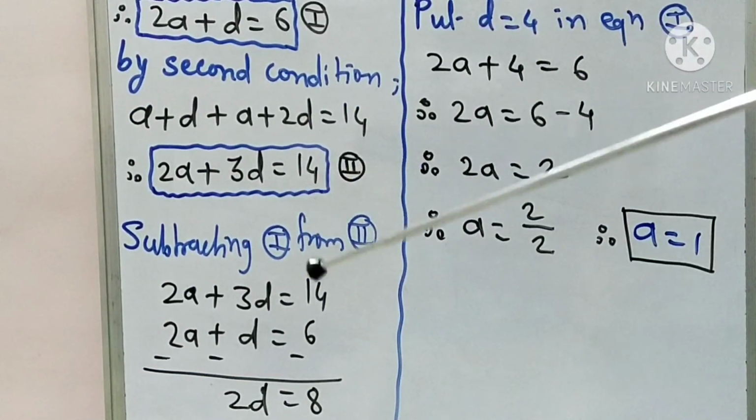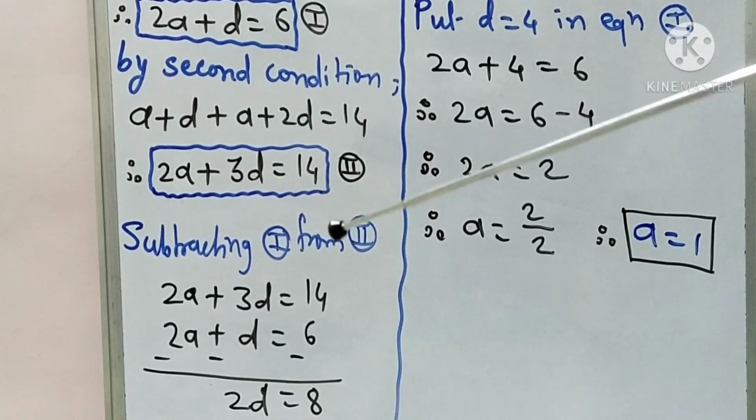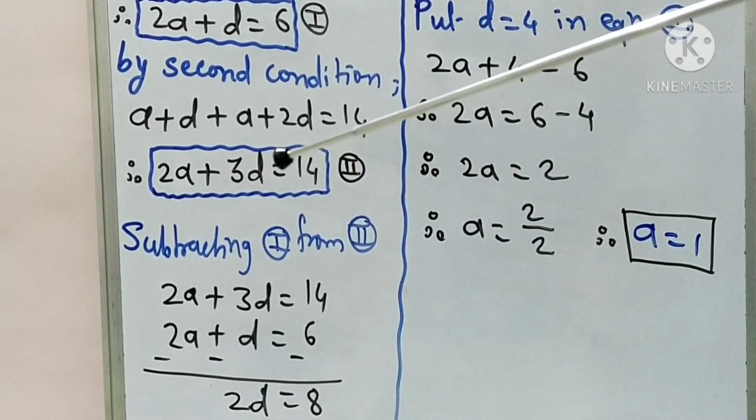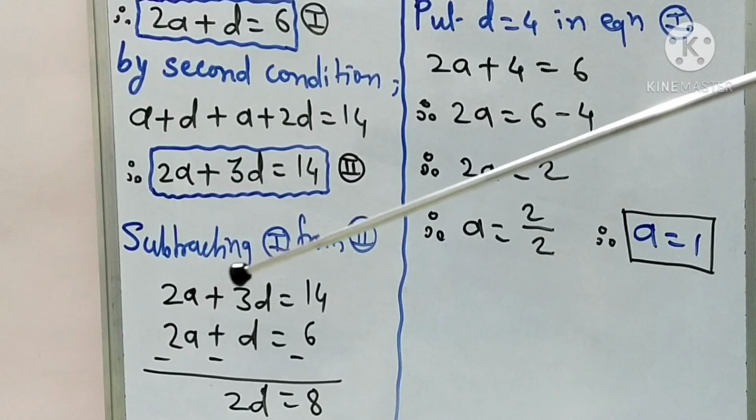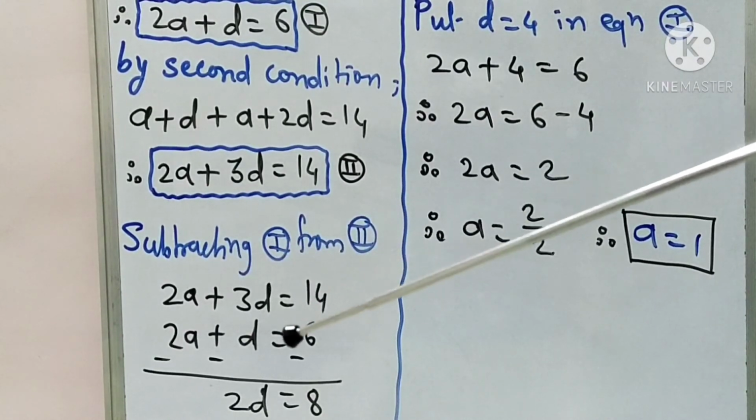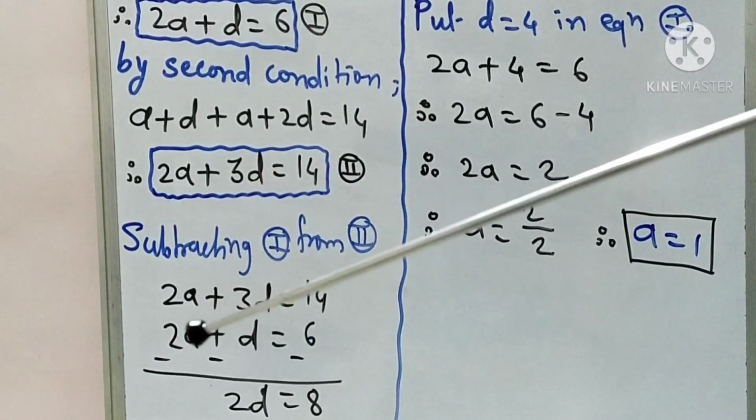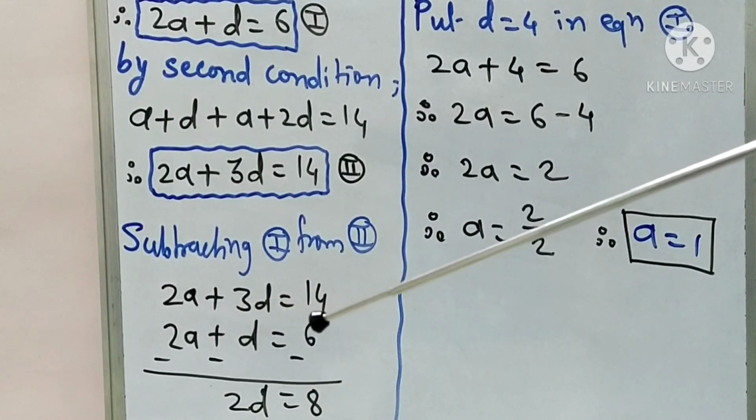So here as we do the subtraction, subtracting equation 1 from the second, the second equation is 2a plus 3d equal to 14. Below that we write down the first one as 2a plus d equal to 6.